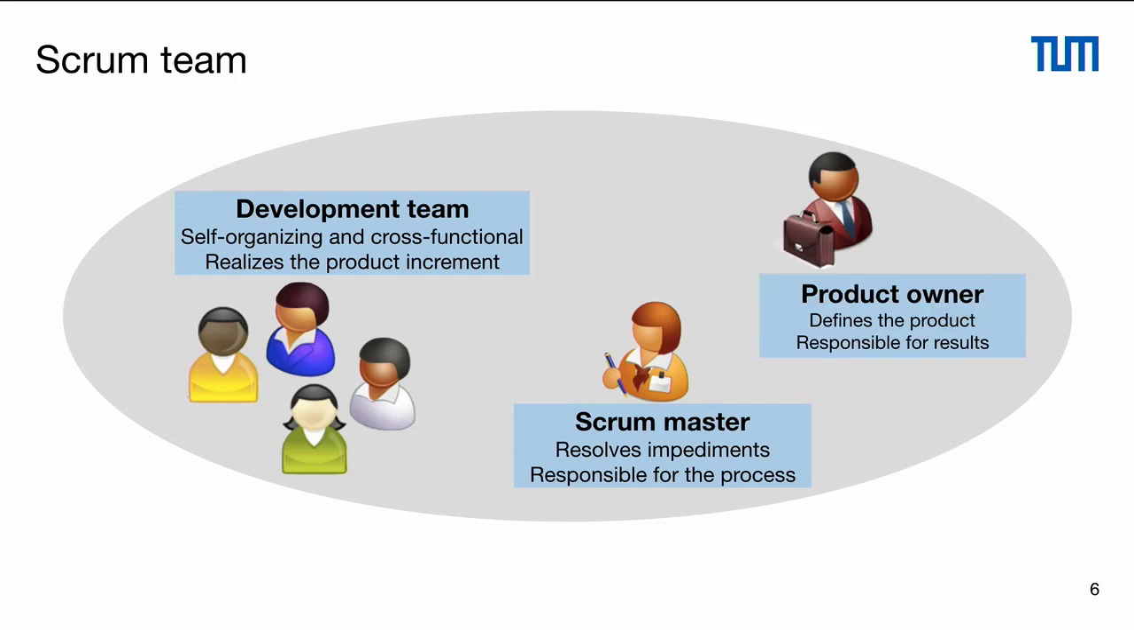And finally, we have the product owner, who is the liaison to the outside world, to all other stakeholders that are interested, and who gathers all the information to define the product, to define the importance of certain requirements by prioritizing them, and who is responsible for the results of the project. You could also think of him as a requirements engineer because he has to get all the information for the requirements.